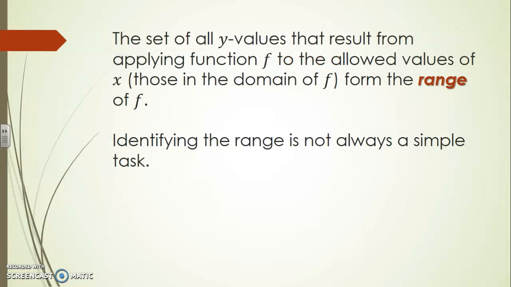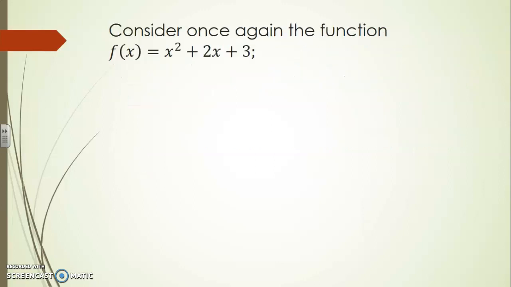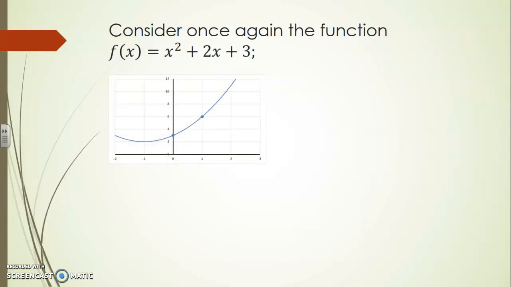The set of all y values that result from applying a function to the allowed values of x, in other words those of the domain, form what we call the range of f. Identifying the range is usually not a simple task. So back to our original example where the function we have defined is the quadratic x squared plus 2x plus 3. f of x stands for the y values we'll be obtaining from the computation at different x's. We've already produced its graph by plotting some of the points that meet the rule defined by f of x.